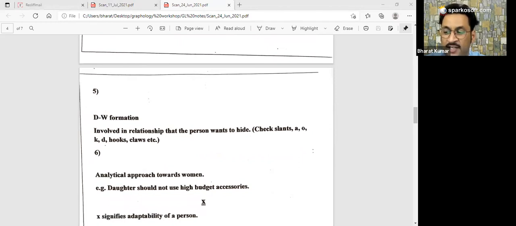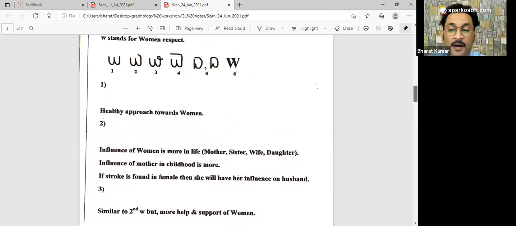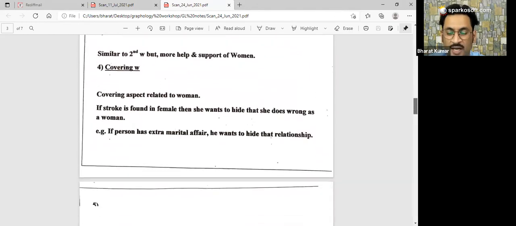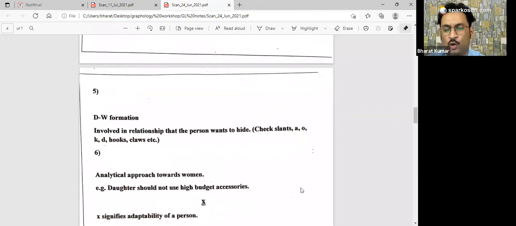If you have type 6 of W, check. It is printed W. So if you are having type 6, they have good analytical approach towards women. If they will come in contact with any women, they will talk all pros and cons, positive and negative facts. Like they will have analytical nature, like daughter should not use high budget accessories. This kind of biased decision they may have in their mind.